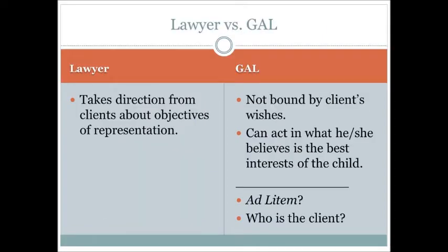There's a very big difference between a direct attorney and a guardian ad litem that I'd like to talk about first. A direct attorney, a direct lawyer, takes direction from the clients about the objectives of the representation. And in the end, after an attorney has counseled their client, the client gets to decide how to move forward with the case. A guardian ad litem is not bound by those wishes. They can act in what they believe is the best interest of the child.